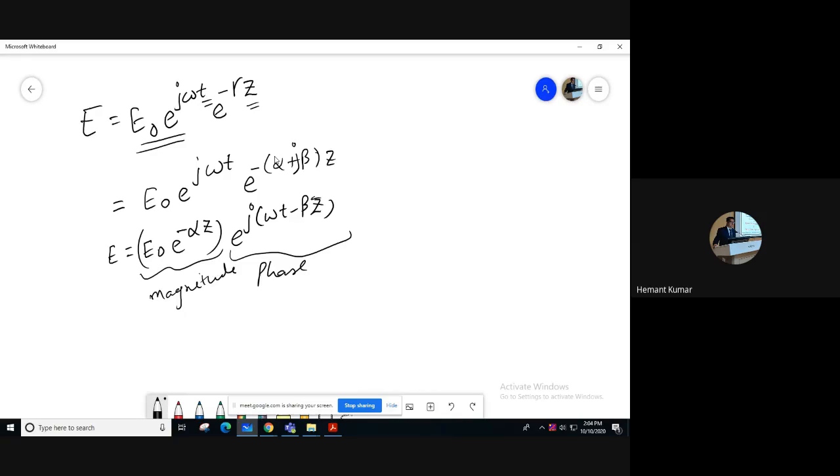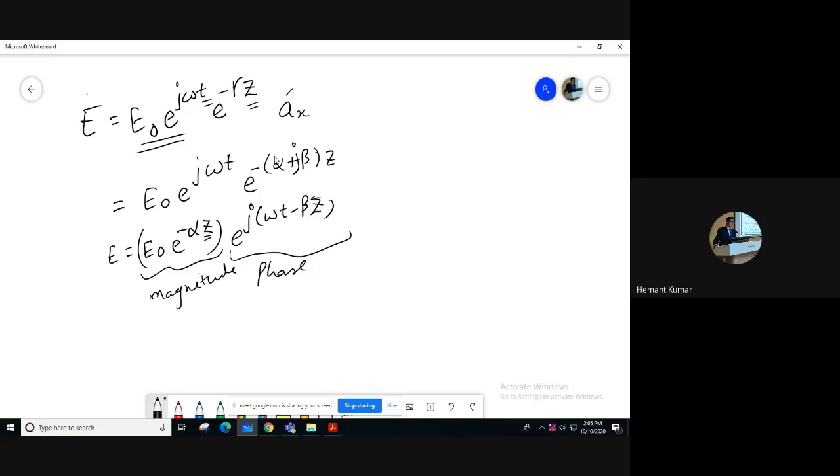This is the magnitude part, right? This is the magnitude part. So this magnitude, if you see, is decreasing with respect to z. If you increase the value of z, z is the direction of propagation. We are assuming a uniform plane wave where the E is given by this.